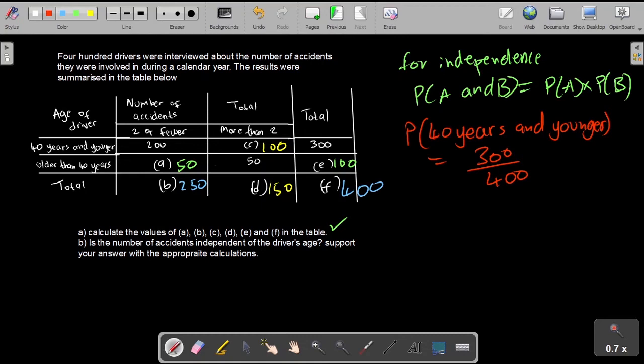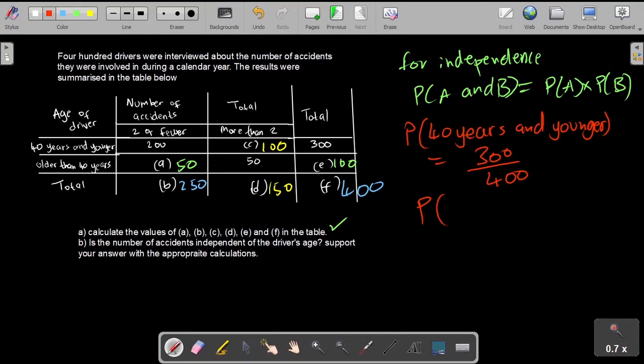Then you take, so this is one variable, the age is one variable. The other variable is the number of accidents. So those are the two variables which we're trying to find a relationship between. So now we're dealing with the right-hand side of this equation, the individual probabilities, so that we can multiply them.